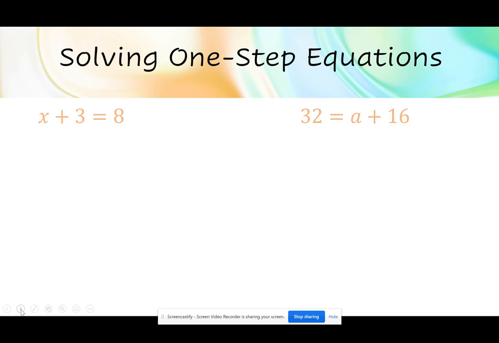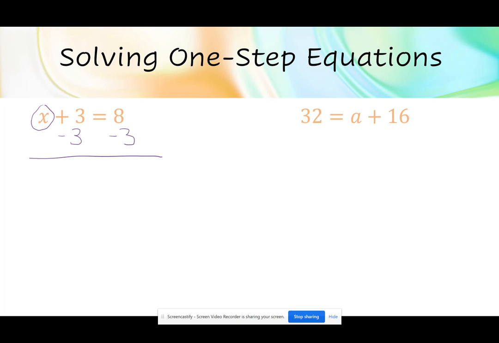So here are some examples of ones with addition. Again, to undo addition, you have to subtract. So we have x plus 3 equals 8. We want to get this x by itself. You always want to get the variable by itself when you're solving an equation because we want to find out what x equals. So to undo addition, we're going to subtract 3. But whatever you do to one side, you have to do to the other, so we're going to subtract it from both sides.